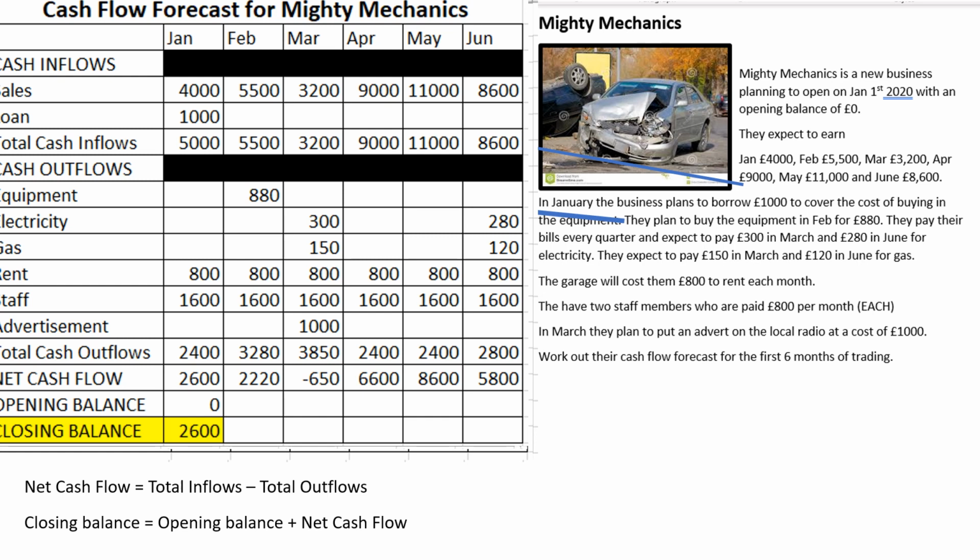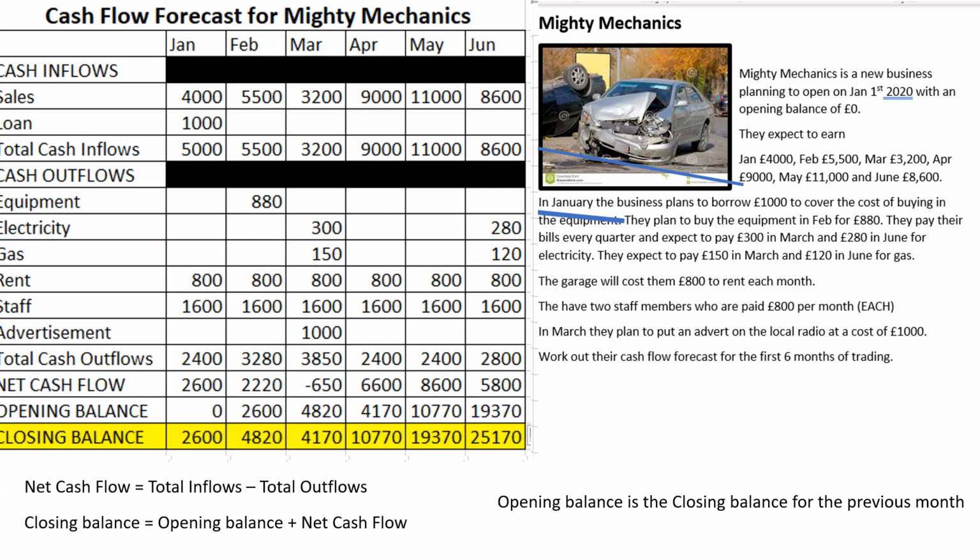So we now need to think about what the opening balance might be for February. What you need to think about is at the end of January, January the 31st, they went to bed with £2,600 in their account. At February 1st, they wake up and they still have £2,600 in their bank account. So the closing balance of the previous month becomes the opening balance of the next month. So we can see the 2,600 going across to the start of February, and then the net cash flow plus the opening balance equals our new closing balance, and therefore, and so on and so on.